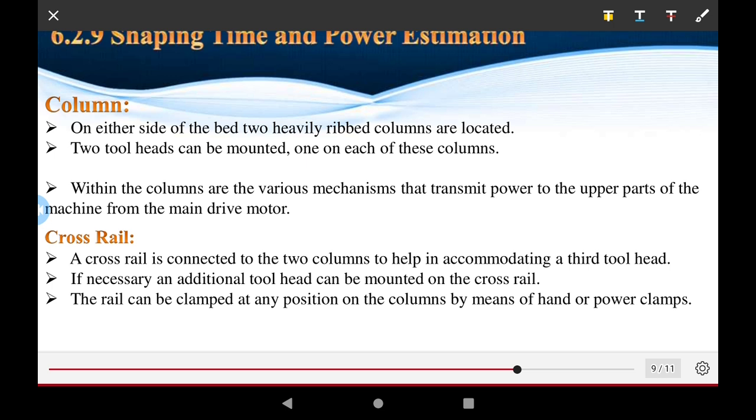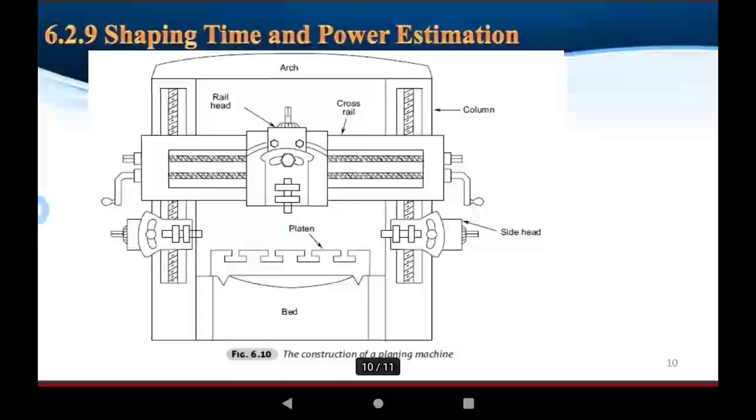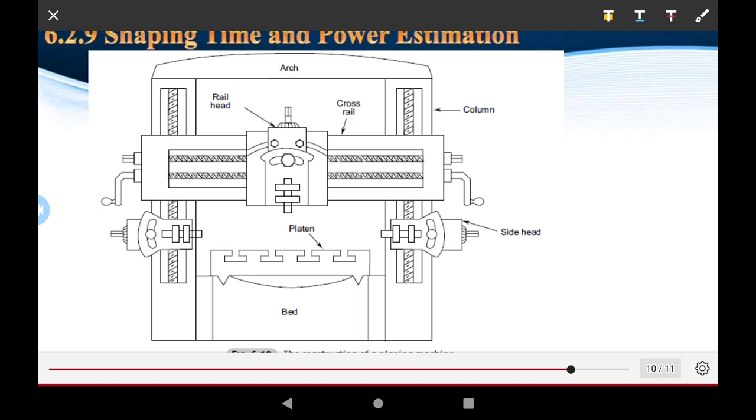The rails can be clamped at any position on the column by means of hand or power clamps. Some of the power is used in the clamps for moving from one position to another of the machine. This is a part of the machine. This is the ram, supported by the rams. And this is an image of the machine.